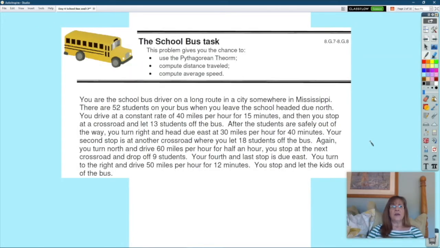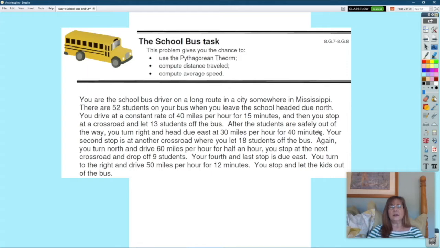Today's lesson is about a school bus taking a trip and dropping off students. This problem is going to give you a chance to use the Pythagorean theorem to compute distance traveled and to compute the average speed. You are the school bus driver on a long route in a city somewhere in Mississippi. There are 52 students on your bus when you leave the school headed due north. You drive at a constant rate of 40 miles per hour for 15 minutes. And then you stop at a crossroad and let 13 students off the bus.